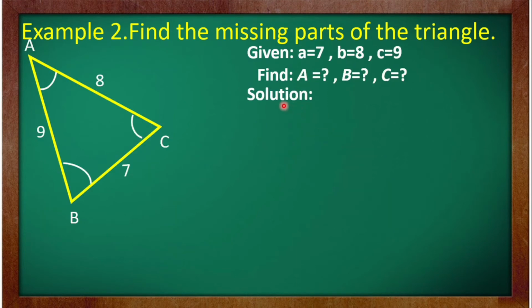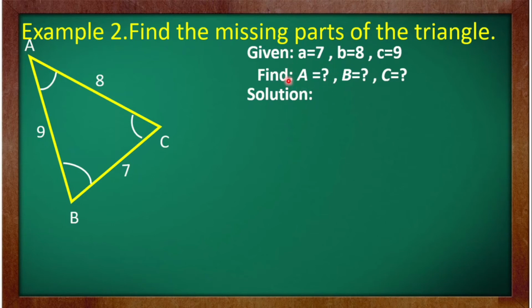Next is example number 2. Find the missing parts of the triangle. So given side A which is 7, side B which is 8, side C which is 9. So this is side, side, side. So let us find angle A, angle B, and angle C.